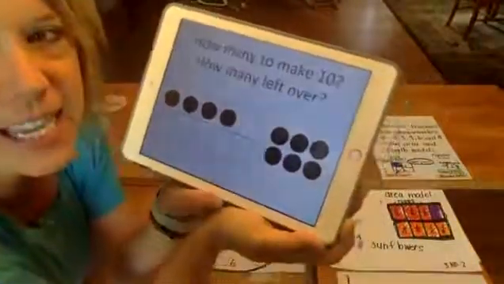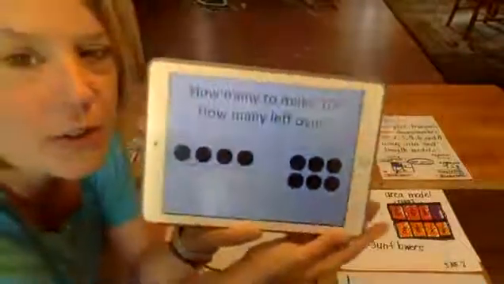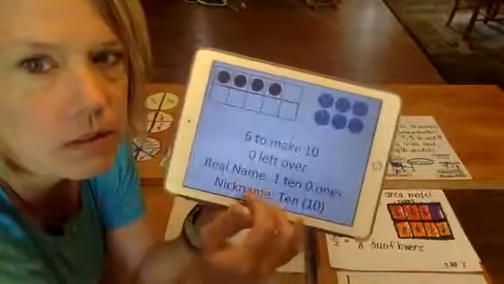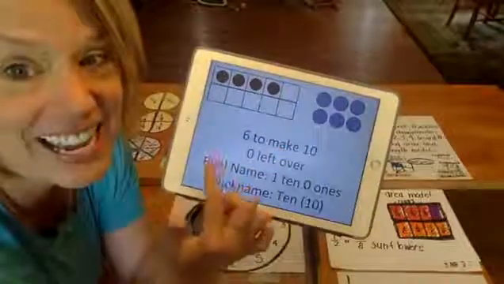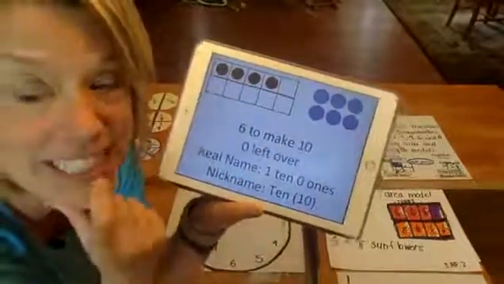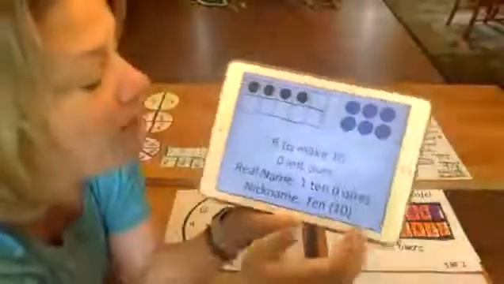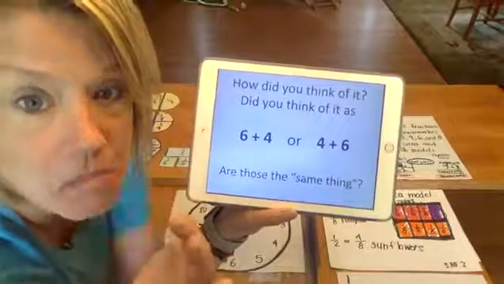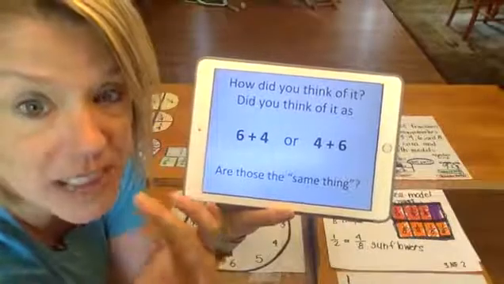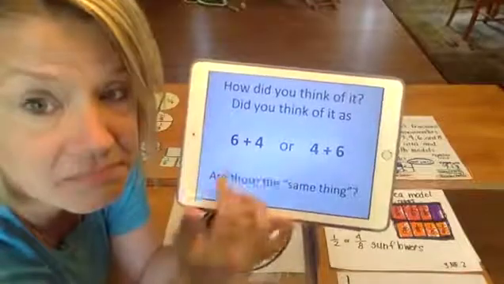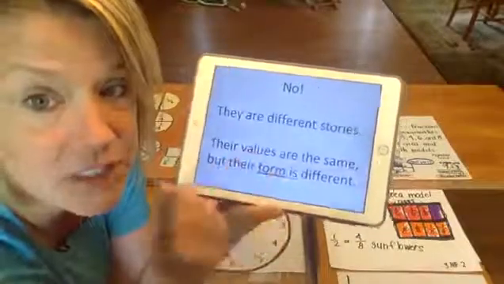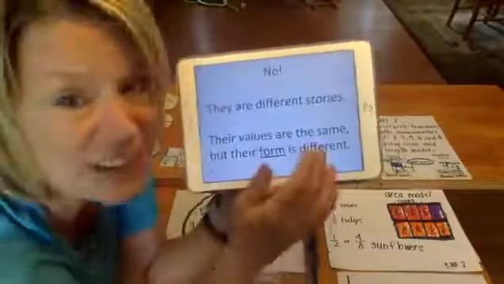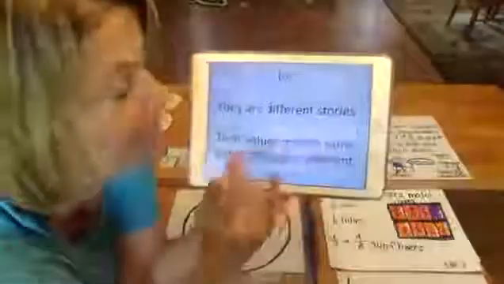How many to make 10? How many left over? 6 to make 10. So that name is 1 ten and 0 ones, or we call it 10. 6 plus 4, 4 plus 6, same thing. They're different stories. Their values are the same, but their form is different. Units matter.